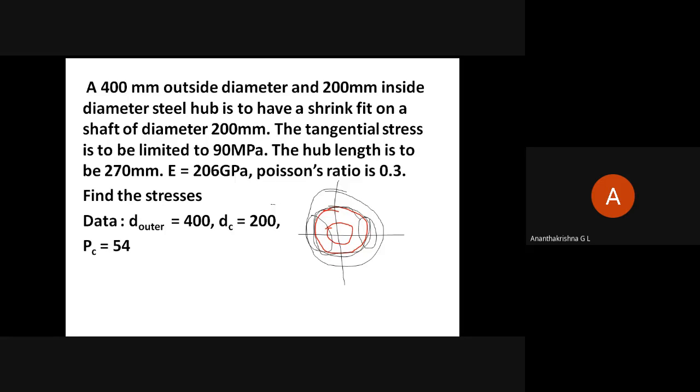Because of shrink fitting, there are going to be stresses developed at the junction. The diameter at the junction is called the common diameter, DC. This is the outer diameter, and this is the inside diameter of the inner cylinder. You will have maximum pressure at the contact surface.